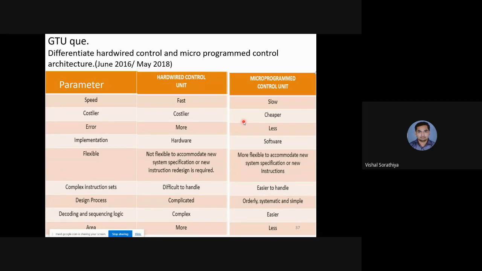In terms of cost, hardware control is costlier, while microprogram control is cheaper. Because why? For hardware control you need to design a dedicated unit, and that becomes costlier. Okay. Hardware control error will be more, while in microprogram it's less. Implementation is in hardware for hardware control, while microprogram control it is in software. Flexibility: obviously hardware is not flexible, so to accommodate a new system specification or new instruction, a redesign is required. While microprogram depends upon the new flexibility.